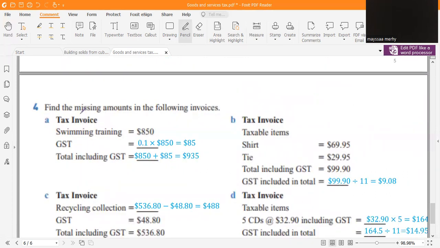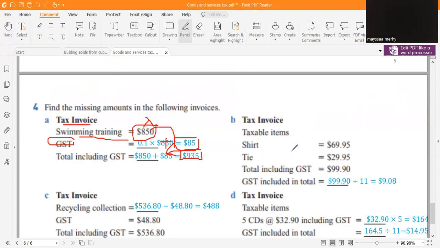We move to the last exercise in this chapter. In this section, find the missing amounts in the following invoices. Normally, in the tax invoice, we have swimming training, with the price excluding GST of $850. The GST is equal to the price excluding GST times 0.1, and we will obtain $85 as tax. We can add this to the price excluding GST, and we add these two numbers to obtain finally the total including GST, $935.